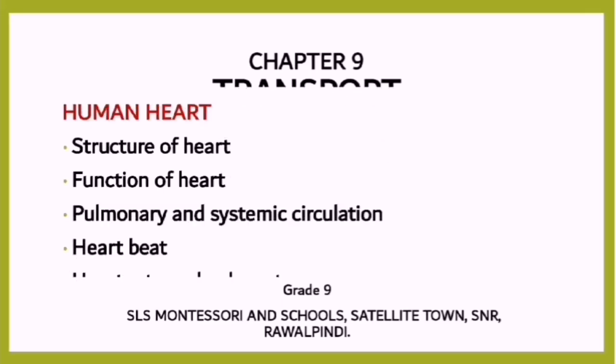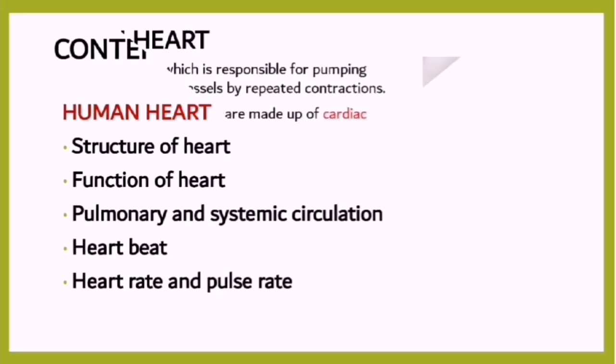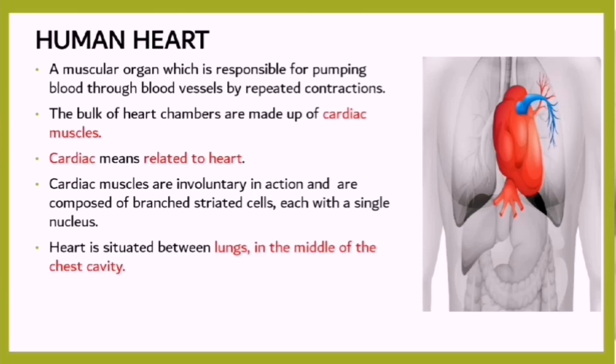In today's session we are going to study about the human heart, its structure and function, and about the pulmonary and systemic circulation, and how these circulating systems are related with the heartbeat, heart rate and pulse rate. Now, as far as the human heart is concerned, it is a muscular organ which is responsible for pumping blood through blood vessels by repeated contractions.